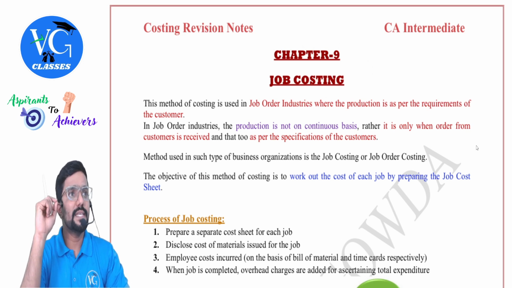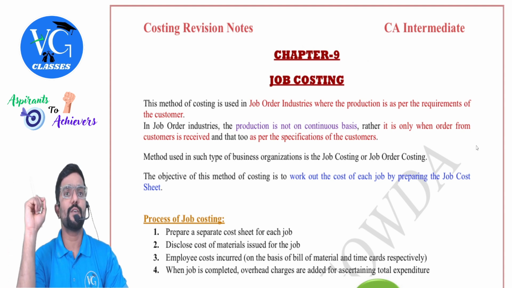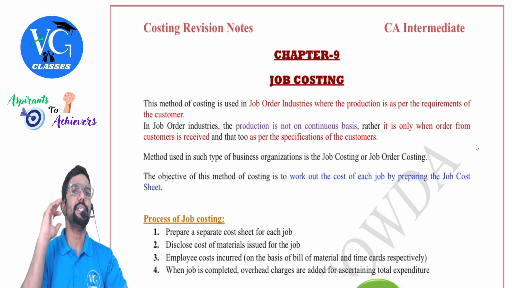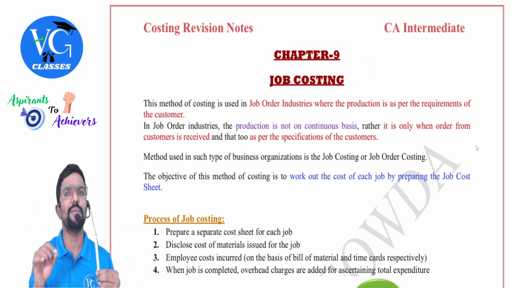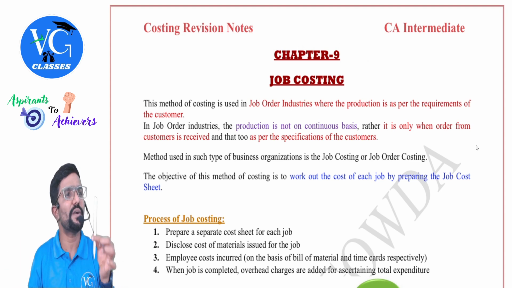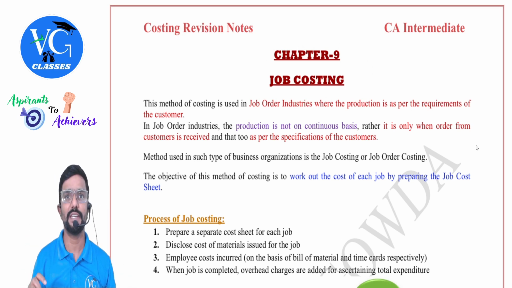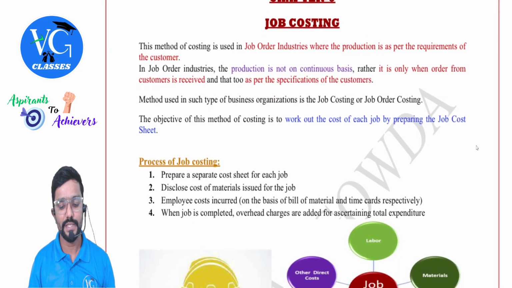Now, sir, this kind of method of costing is followed by entities which are producing the same product on a continuous basis, or when they are manufacturing or producing each product differently, which is unique. The second one, correct? So under job costing, each job would be unique. Each task I complete would be unique. We will see.